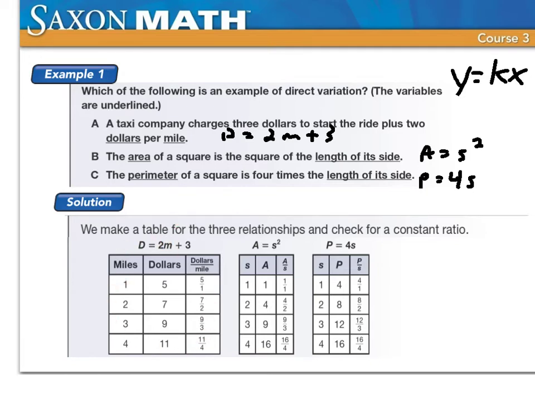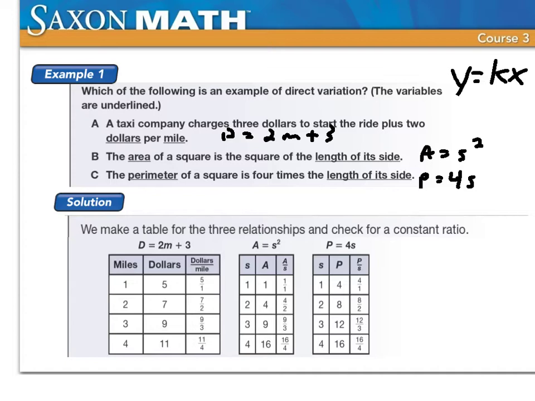So if I travel 1 mile, I get $5 because 2 times 1 mile is 2, plus the 3 to start the ride is $5. Then here, 2 times 2 miles is 4, plus 3 is 7, and so on. Okay? So when I look at the dollars for each mile, I'm looking at the constant ratio.